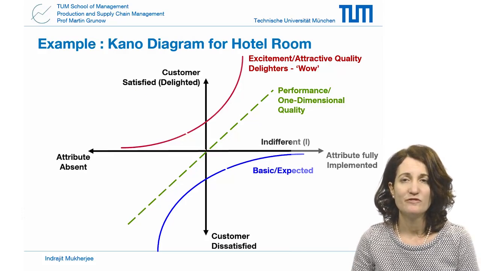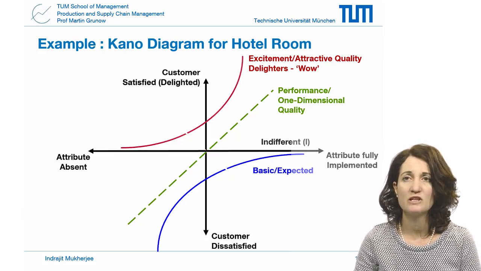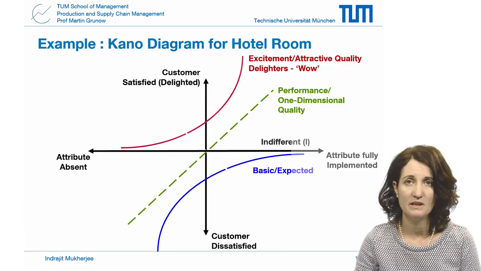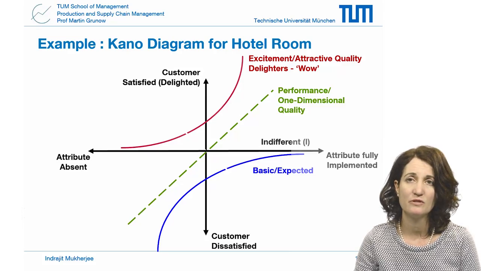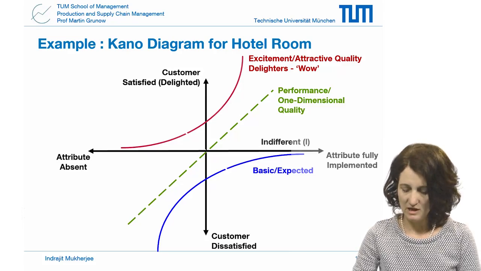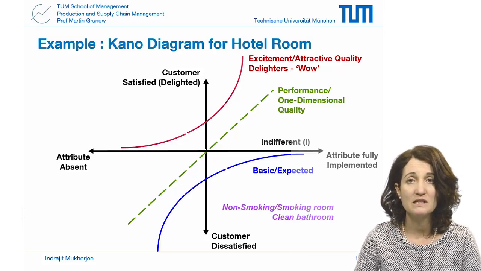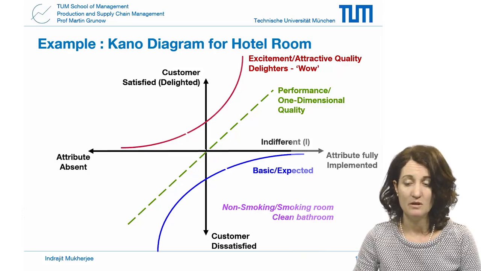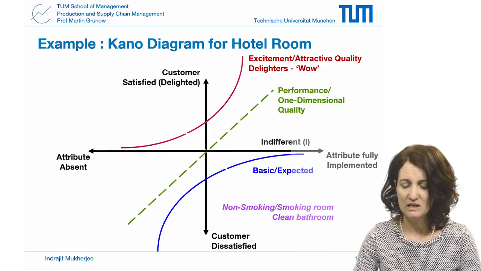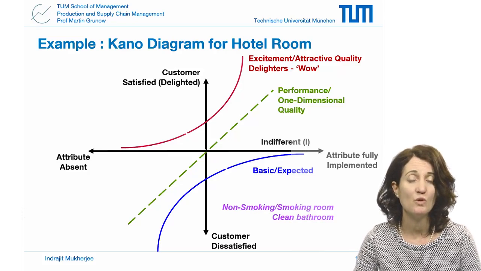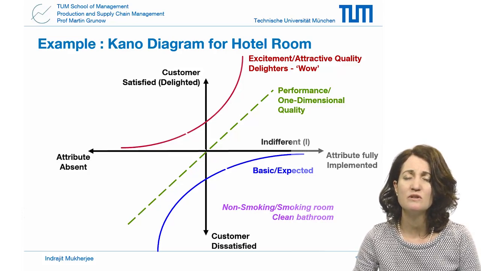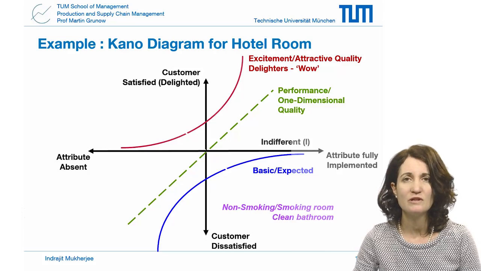Here's another example from Professor Mukherjee for a Kano diagram for a hotel room. And it depends on the customer group. But for a simple holiday, maybe for the basic quality, you would expect a clean bathroom. If you're a backpacker, you maybe just share a bathroom, but you expect it to be clean. You expect to have a choice between a non-smoking and a smoking room. Those are basic attributes that you don't look for a hotel based on those. Those are ones you expect.